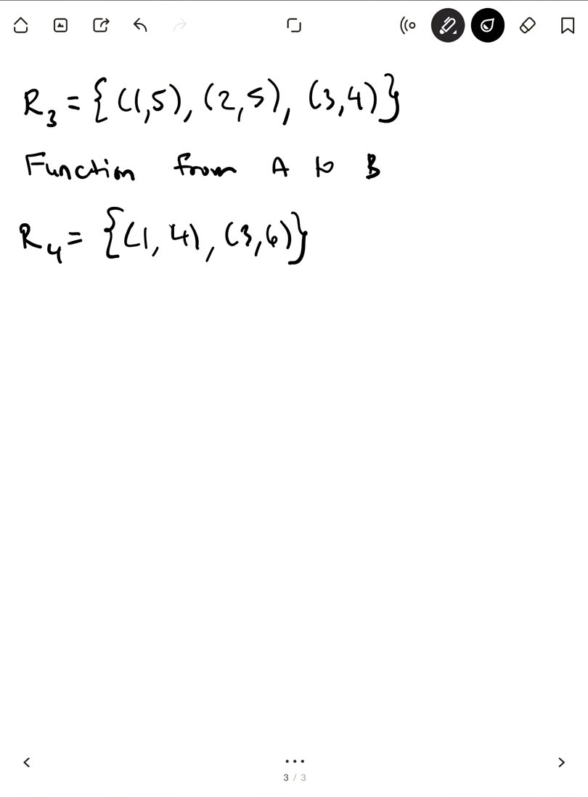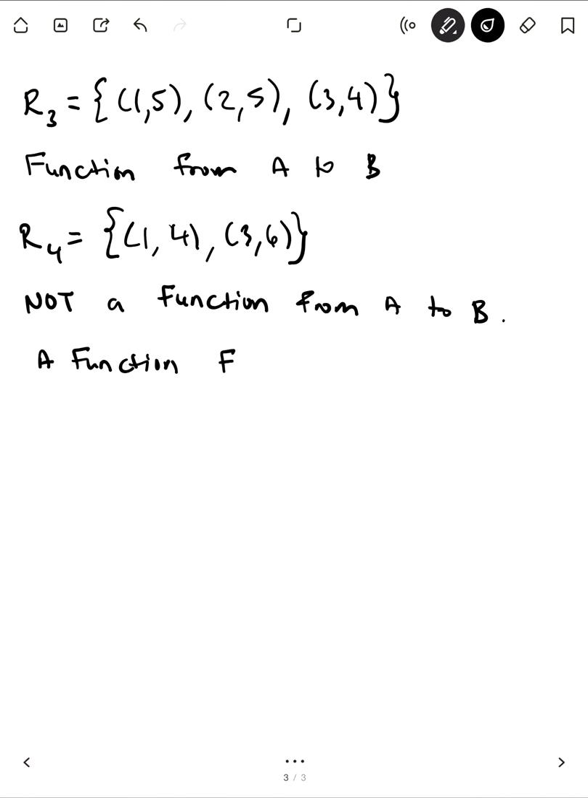Okay, so is this a function? Yes, this is a function. But this is not a function from A to B, i.e., the domain of this function is not equal to A, so we can't say this is a function from A to B. It is a function, just not from A to B. Rather, it's a function from the set {1, 3} to B. Okay, so we just have to be careful when we're specifying domains of functions and what we're calling domains of functions.